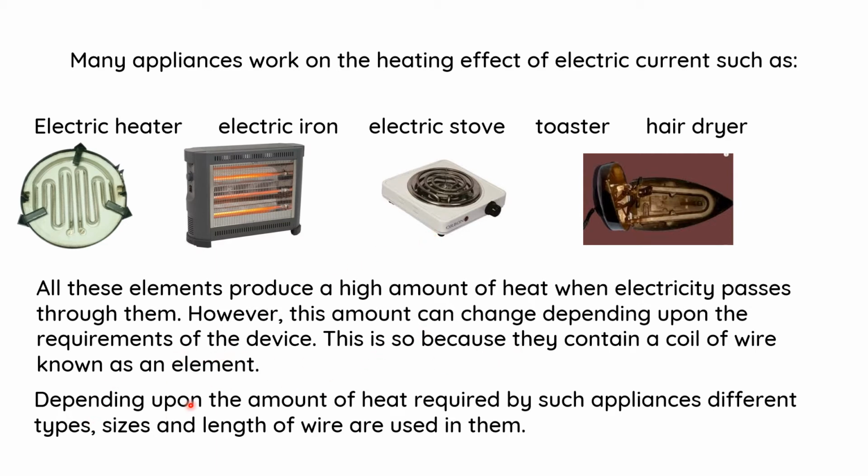Depending upon the amount of heat required by such appliances, different types, sizes, and lengths of wire are used in them. In some appliances we need more heat, so we can increase the length of the element, and we can also change the thickness and the material. Anyway, you can change the amount of heat depending upon the different appliances.